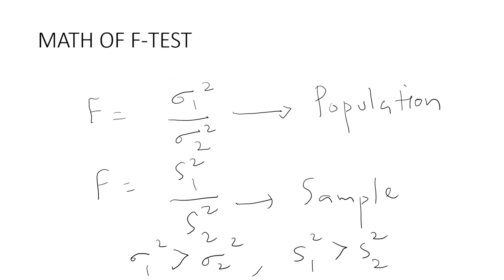This is the mathematical formula behind the F-test. F is equal to sigma 1 square divided by sigma 2 square. You know sigma is the standard deviation of the population, and S is the standard deviation of the sample.